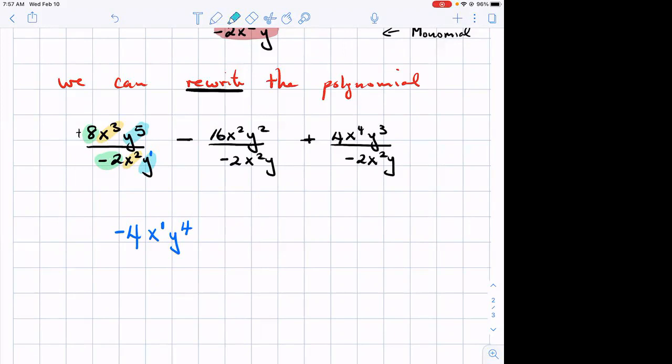Let's move to the other terms. We have negative 16 divided by negative 2, and a negative divided by a negative becomes positive. 16 divided by 2 is 8.